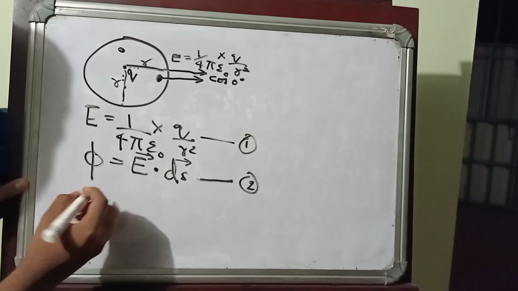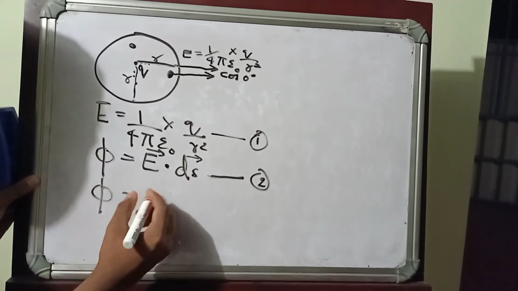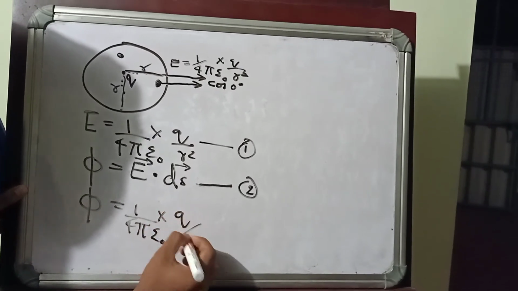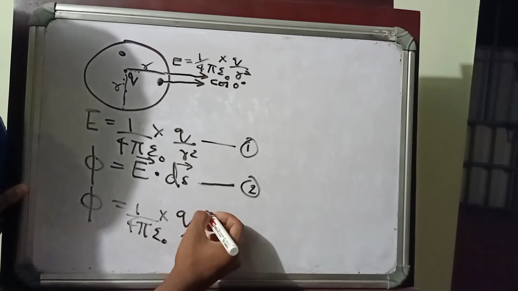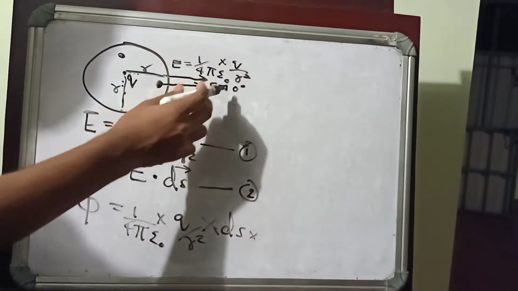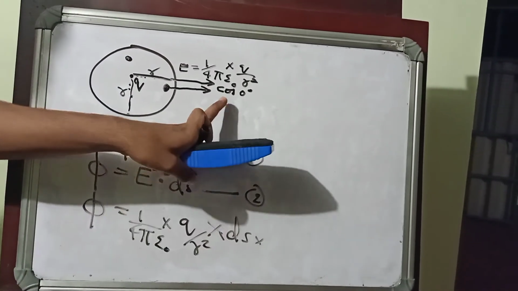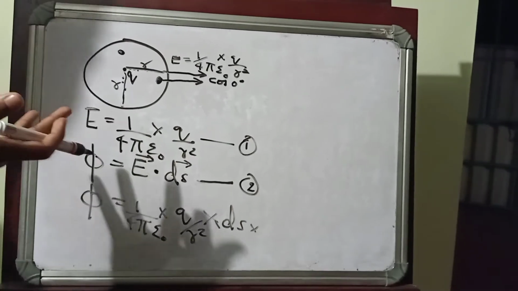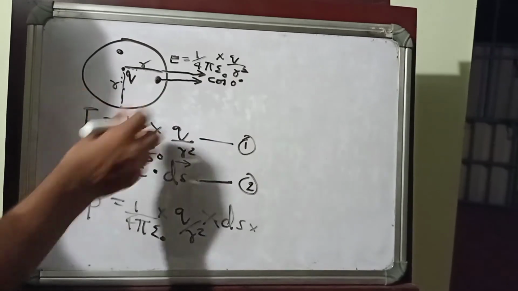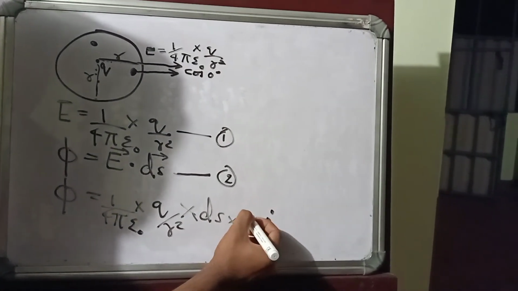Now let's apply this E here. We need to find the electric flux, so phi equals 1 by 4 pi epsilon naught into Q by R square into ds. We are taking one more thing here: because it's a circle, it's cos 0 degree. But when the shape changes, we have other angles. This is a Gaussian surface, so cos 0 degree.